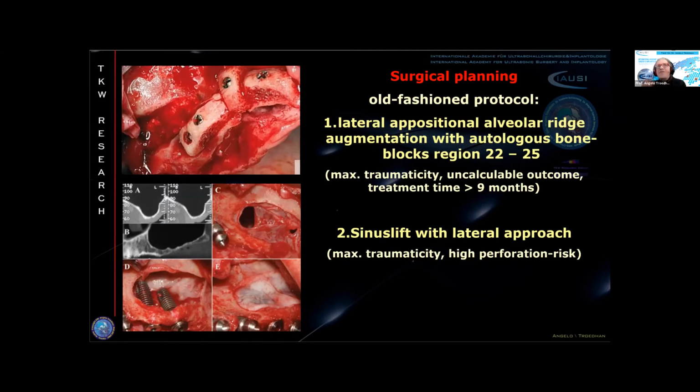First, we would have done some lateral appositional alveolar ridge augmentation. So we removed some bone blocks from the chin or from the lateral side of the mandible. We transplanted it to the upper jaw. Then we fixed it, we immobilized it with screws, with osteosynthesis screws. Then we closed again. If we are lucky, we don't have any dehiscences.